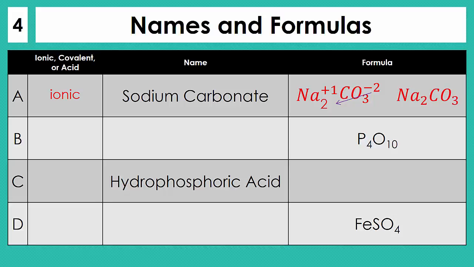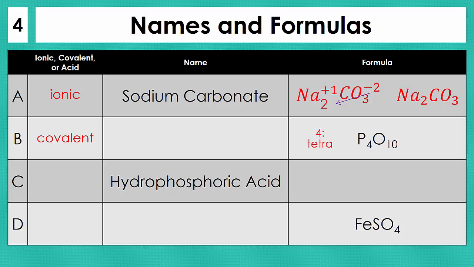On my next formula, I've got P4O10. So this is going to be a covalent molecule because phosphorus and oxygen are both nonmetals. So this is a covalent bond. Whenever we name a covalent formula, we want to look at the number of each type of atom. So I've got phosphorus, and there's 4 of them. So the prefix for 4 is tetra.